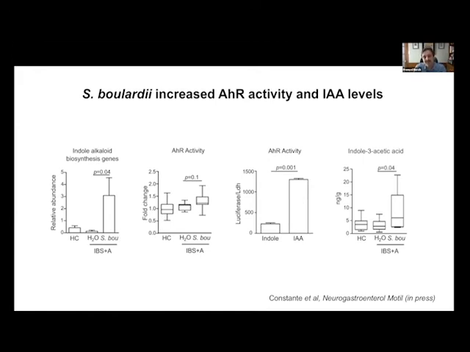When looking at the mechanisms, we noticed that within the microbiome profile, there was an increase of the genes which were involved in indole biosynthesis. And these indoles are actually one of the modulators of AHR activity. And when looking specifically at the production of indole 3 acetic acid, which is a known agonist of aryl hydrocarbon receptors, we saw that there was a clear increase in this group.